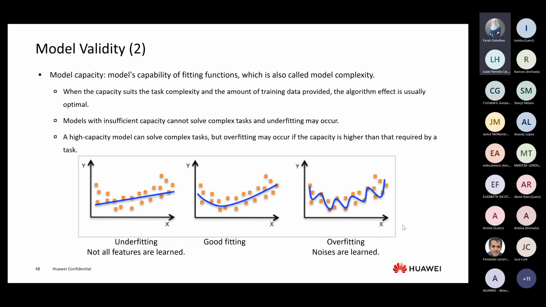So how can we control this capacity? Let me see my phone. Okay, so how can we control this capacity of the model?